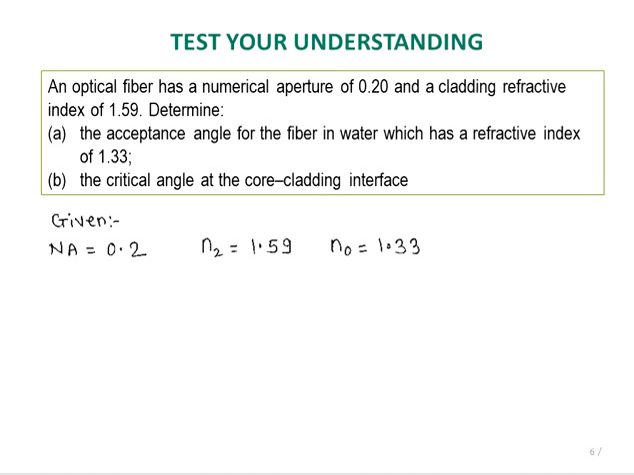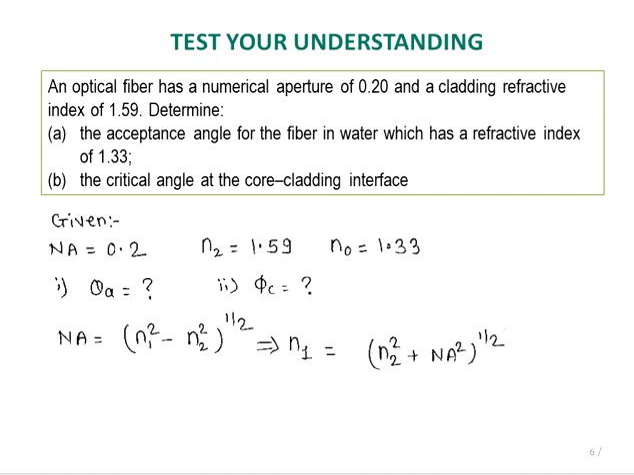What we have to find is the acceptance angle theta A. We know that the relation between theta A and numerical aperture can give the value of theta A. NA is given, n2 is given, n0 is given. We need to find theta A. So let's first find n1 by considering the numerical aperture. NA is (n1 square minus n2 square) raised to 1 by 2. If I rearrange to get n1, it will be (n2 square plus NA square) raised to 1 by 2. So from this we can get the value of n1, 1.6.